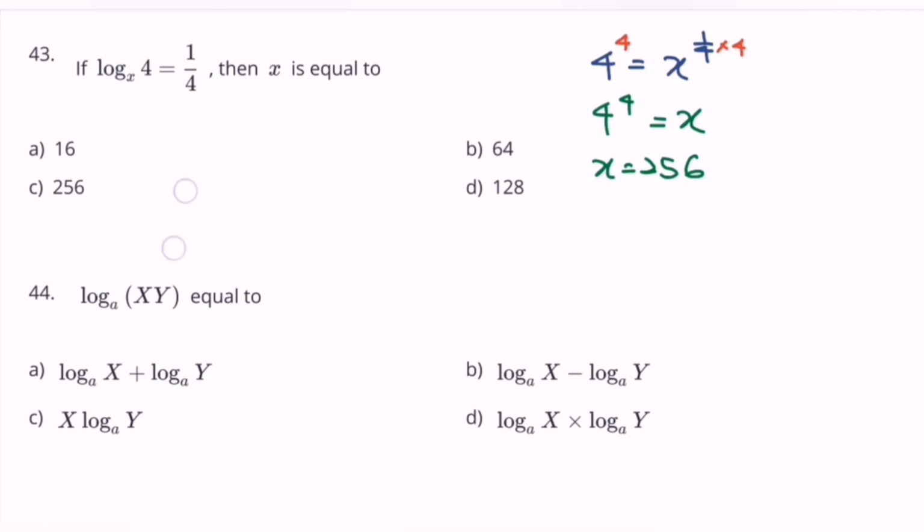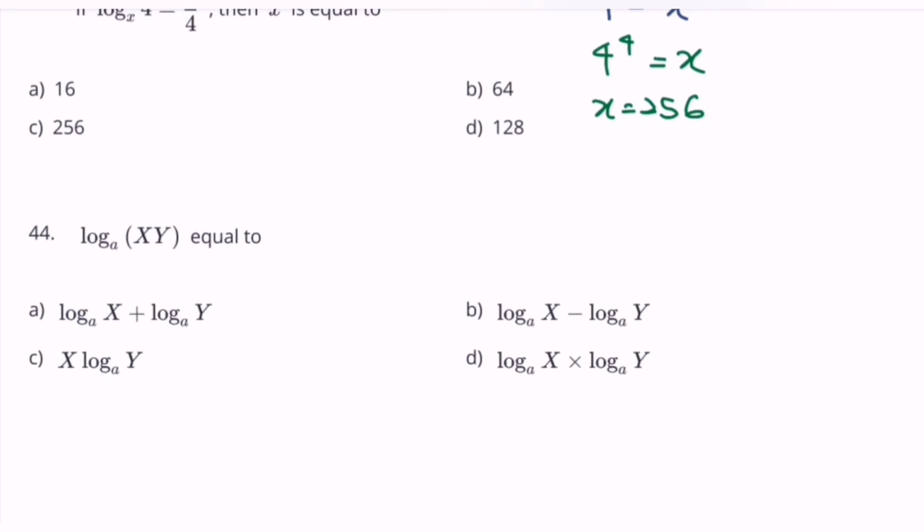So finally, we have question 44. Log base a for the situation xy equals to, we have the logarithmic addition identity, which is A. Log base a value x plus log base a value y.